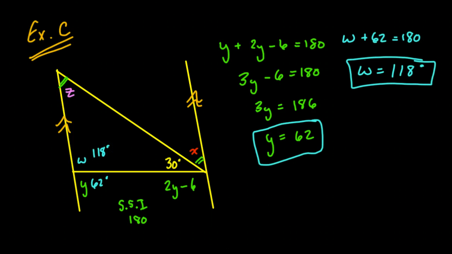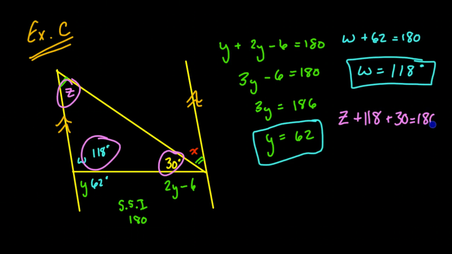Okay, so we're almost done now. We've got y and we've got w. Now we need to find x and z. Well, if you notice, we can find z based on the fact that we've got a triangle and we know two of the angles. You can always find the third. They have to add up to 180, so we can say angle z plus 118 plus 30 equals 180. Some calculation will give us z plus 148 is 180. I'll subtract 148 on both sides, and we're left with z equals 32 degrees.